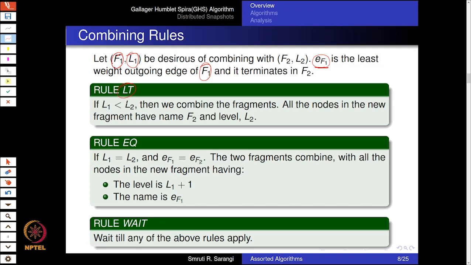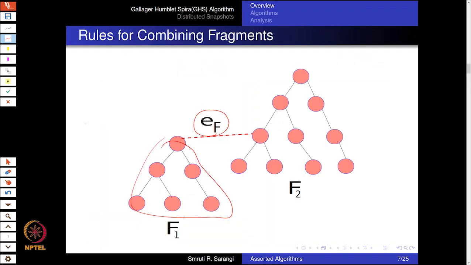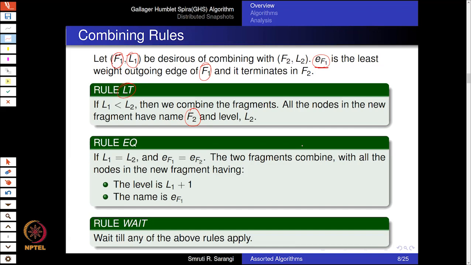One is the less than rule, LT rule. If L1 is less than L2, then we combine the fragments. All the nodes in the new fragment will have name F2 and level L2. It's like the smaller guy merging with the bigger one, which we have discussed in this slide as well.